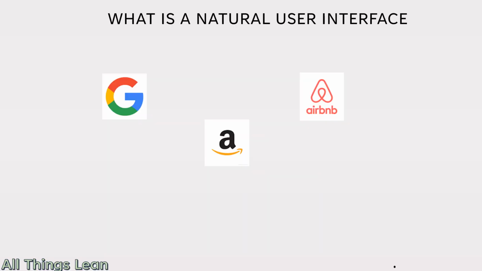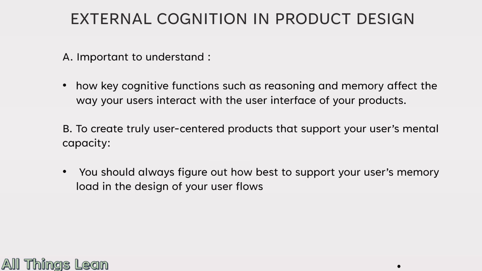As you design your user flows, minimizing the need for people to remember things as they navigate through your product or system will increase your users' desire to continue using your product. Many successful companies like Google, Amazon, and Airbnb design user flows that relieve users of memory load through external cognition. In today's session, we will learn how to take advantage of the external cognition when designing user flows so that you can be sure to minimize memory load on your users.